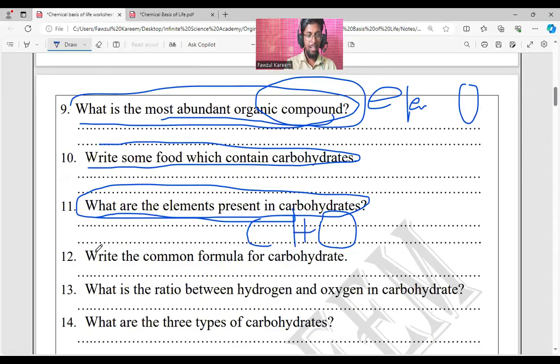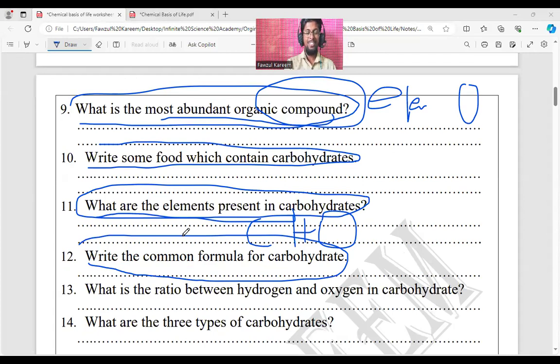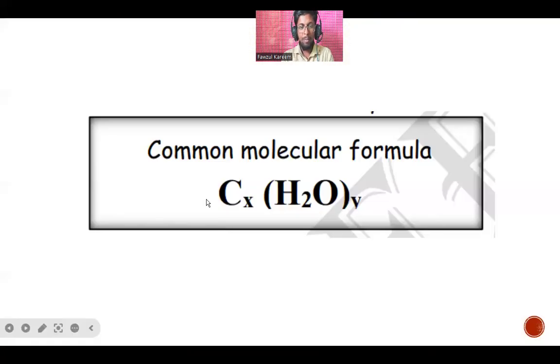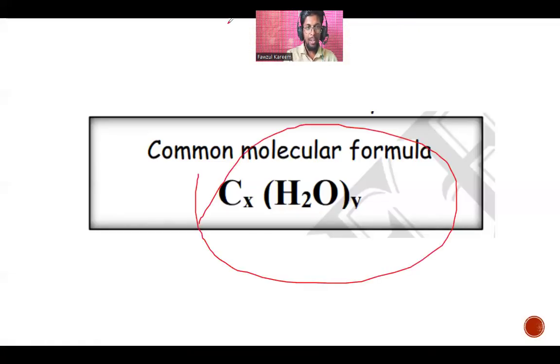So, second question, write the common formula. What is the common formula for carbohydrate? Yes, okay, CxH2O, Rashida Aman. Yes, okay, very good. What is the common formula, my dear? Yeah, this is the common formula. What is that? CxH2OY, right? Yes, okay. Priya, very good.